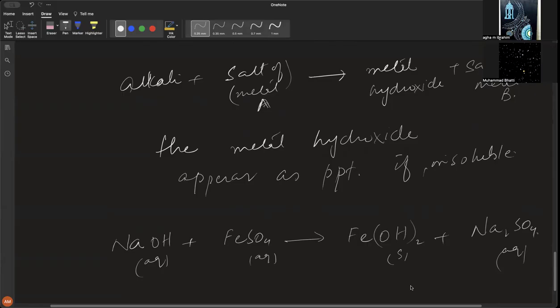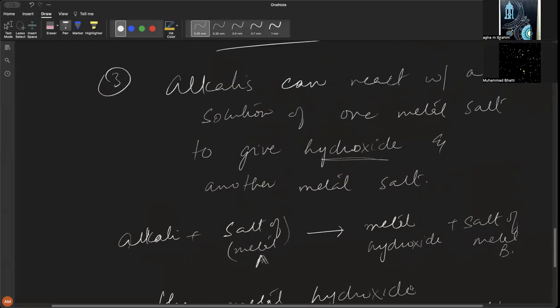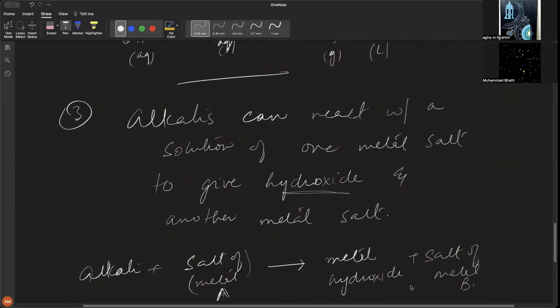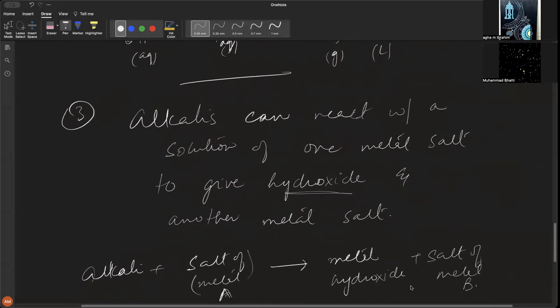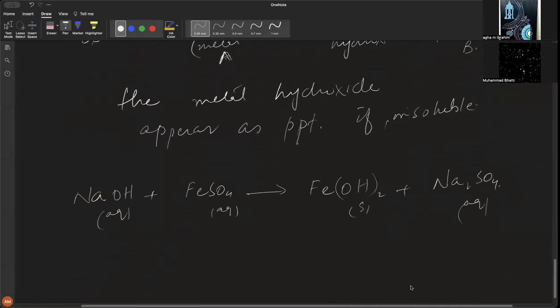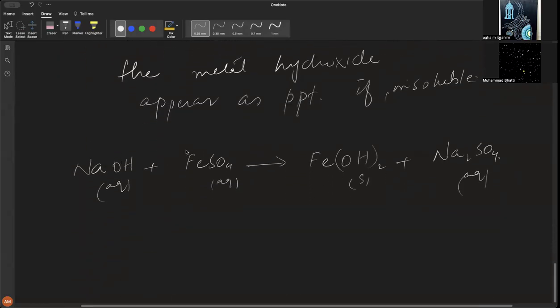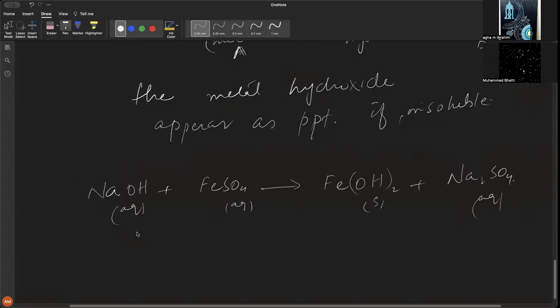The metal hydroxide appears. What happens is that the alkali can react with a solution of one metal salt to give the hydroxide of another metal salt, right? So in the beginning the reaction was with sodium hydroxide. When the reaction proceeded, they switched their salt characteristics. You understand?